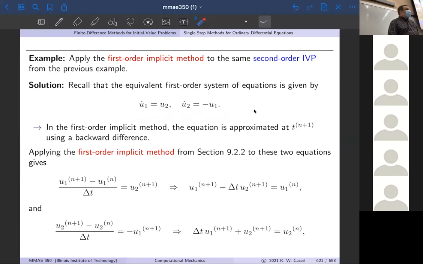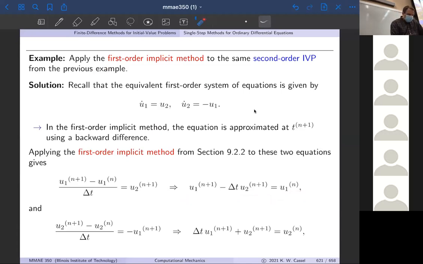So now the X marks the spot is at Tn plus 1. So I do a first order accurate backward difference, u1 n plus 1 minus u1 n over delta t. And that's equal to u2, but evaluated now at the n plus first time step. Unknowns on the left, knowns on the right. Once again, I now have an implicit expression for u1 and u2 at the current time step in terms of what's known at the previous. It's an implicit method instead of explicit, just like before.